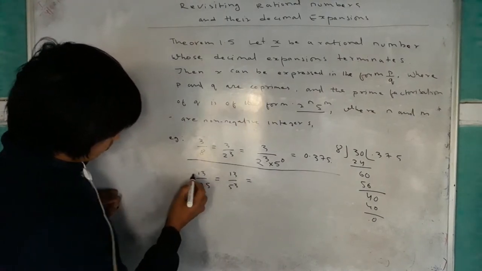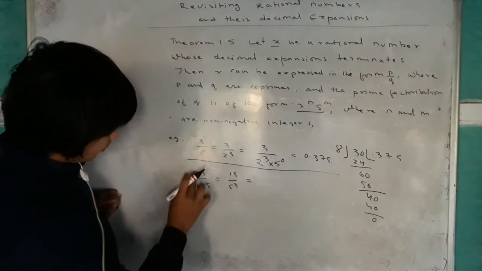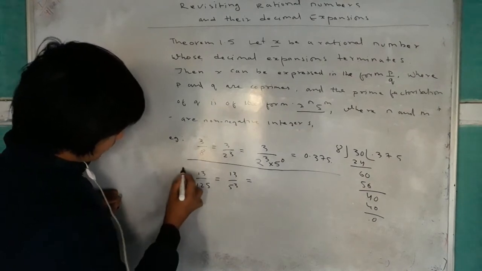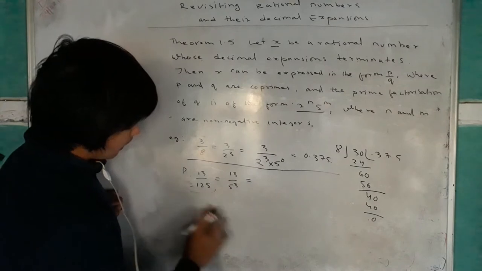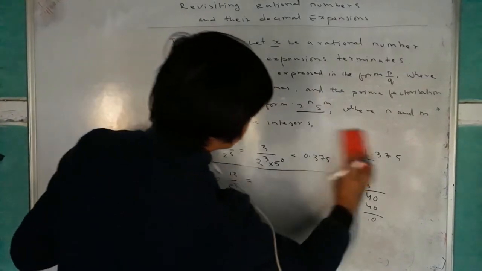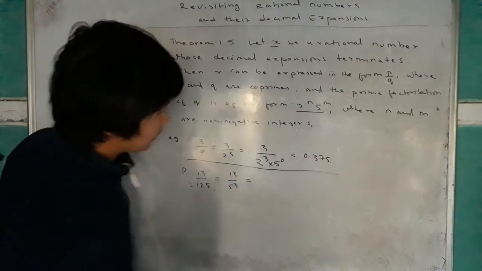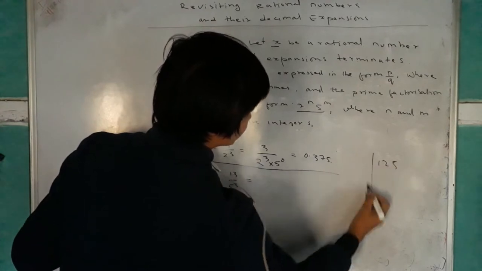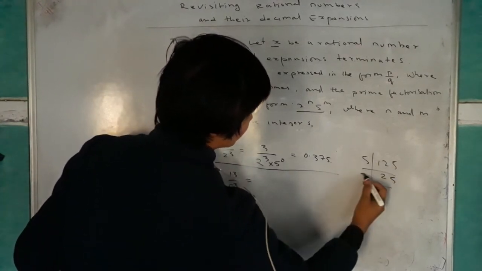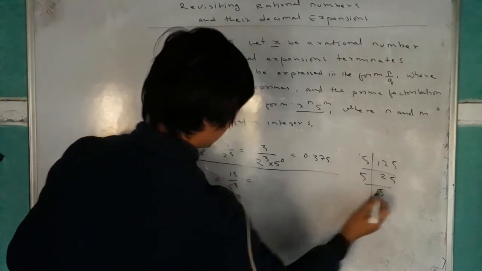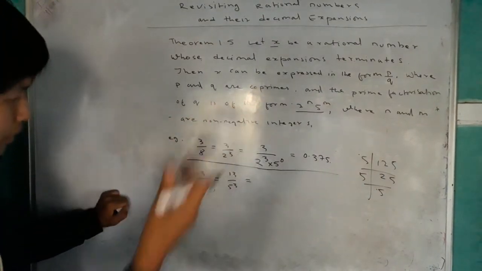Here, this is a rational number. It is in the form of p by q. I'll take p by q and factorize the q term. When I factorize the q term, I will get 125. I need to factorize it: 5 into 25, 5 into 5. So 1, 2, 3, then I can write 5 to the power 3.